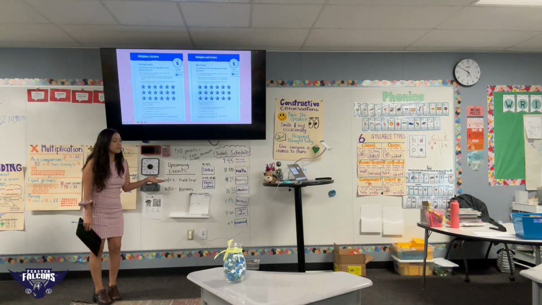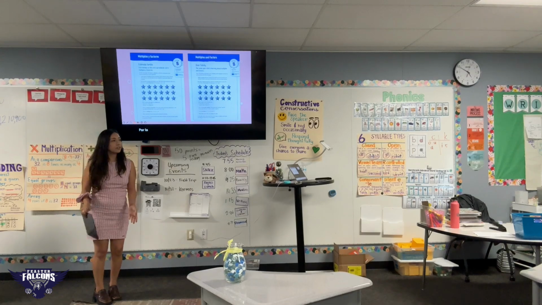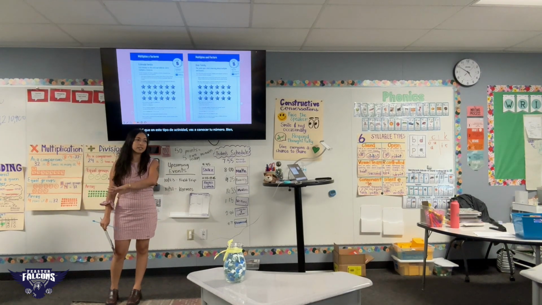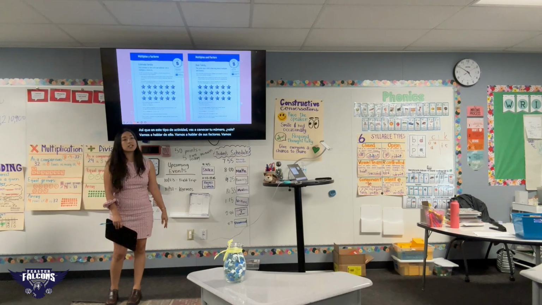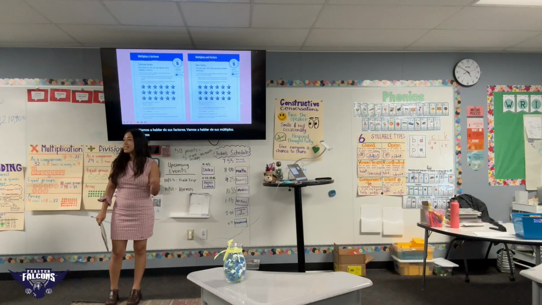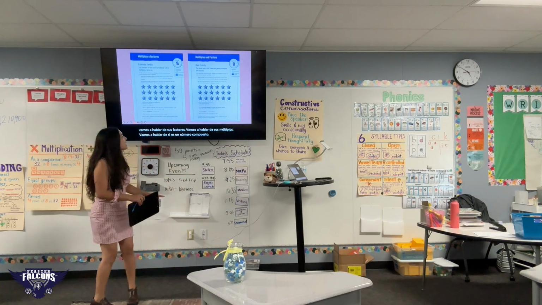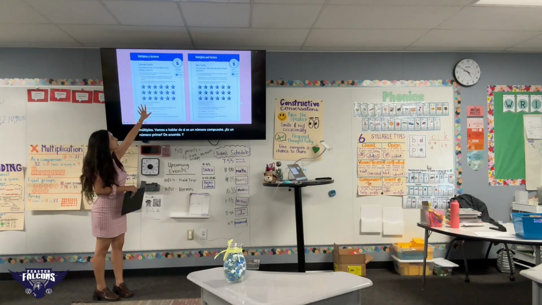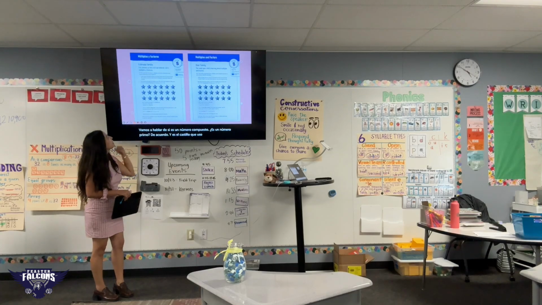So in this type of activity, you're going to get to know your number. Okay, we're going to talk about their factors. We're going to talk about their multiples. We're going to talk about, is it a composite number? Is it a prime number? Okay. In this case, there's 18 stars.